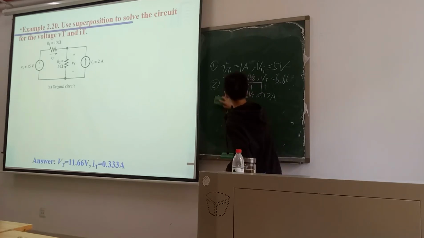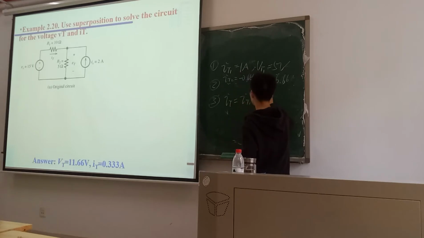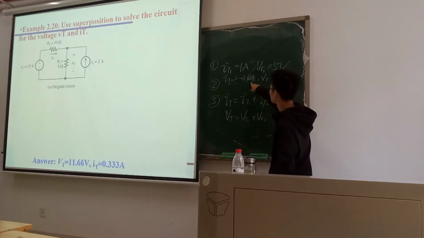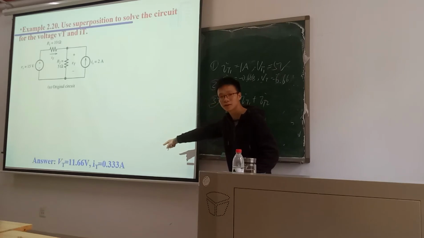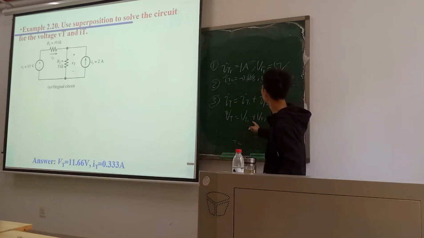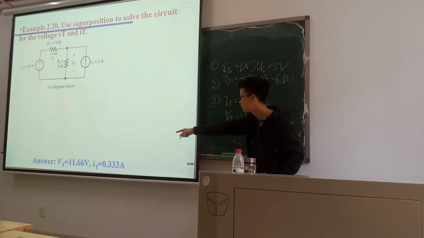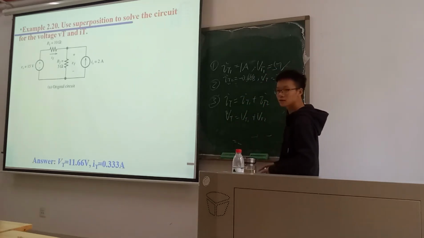So the third step, now we get the responses of the sources acting individually. Now in the third step, we use the superposition principle: IT equals IT1 plus IT2, and VT equals VT1 plus VT2. So IT is 0.333, right? And VT is 11.667. So understand? Yeah.